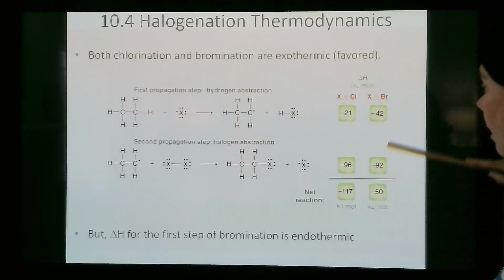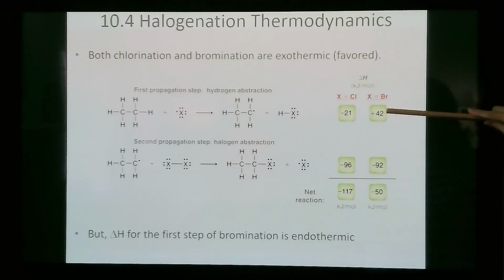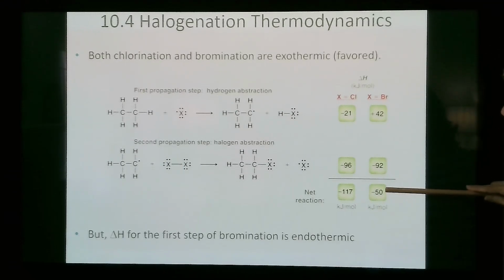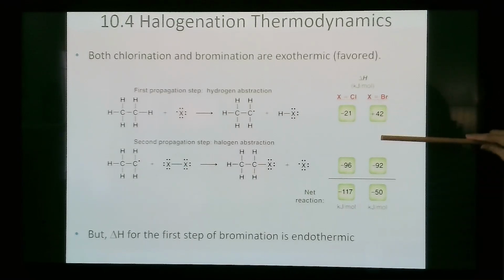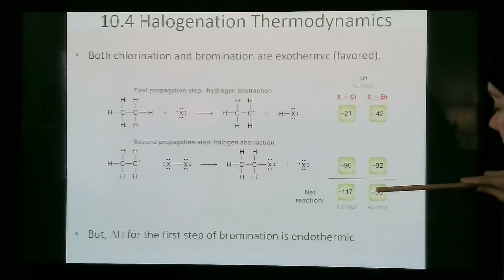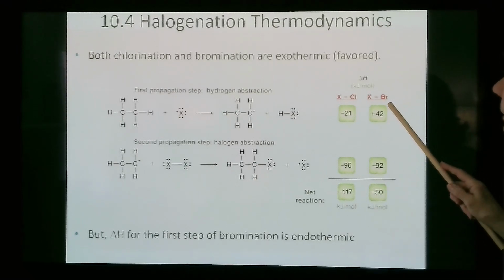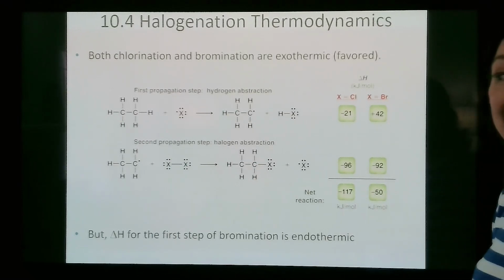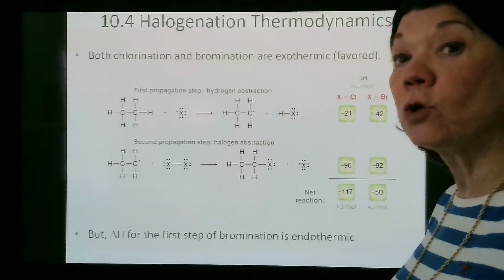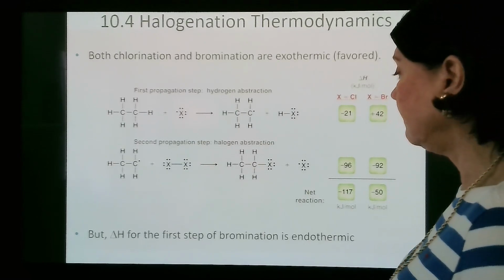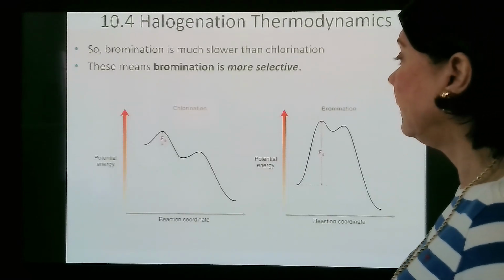Bromination, which is in this column: notice that the first step is endothermic, but the second step is exothermic enough to give you an overall exothermic reaction. Since it's much less exothermic and the first step is endothermic, it's going to make bromination a much more selective reaction and much more useful synthetically. And that's what you're going to see here.